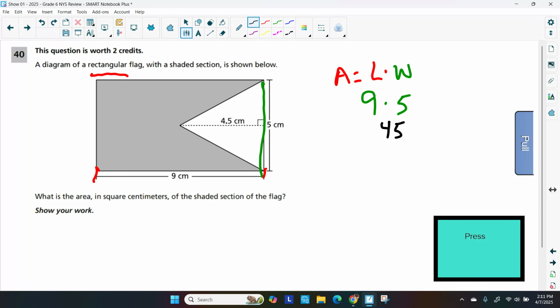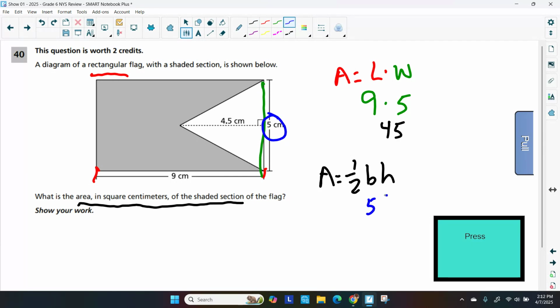But they didn't say that. They want to know the area of the shaded section of the flag. So if we took out this triangle area, an area of the triangle formula is 1/2 base times height. So let's fill in what we know. The base, or this side width, is 5. The height of the triangle, as this dotted line, is 4.5.